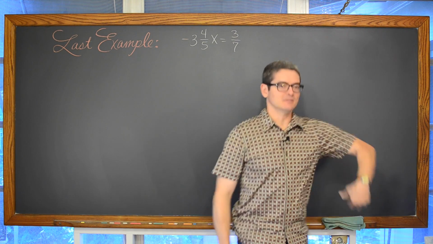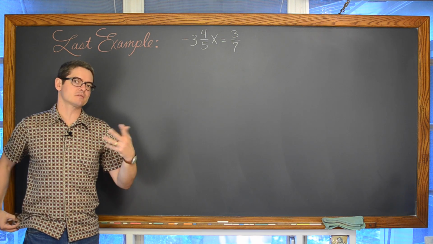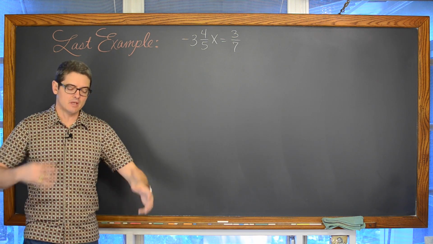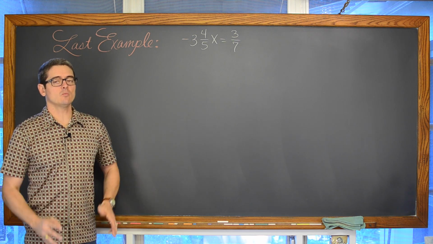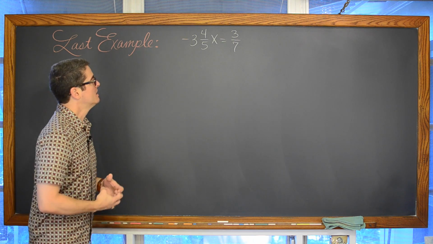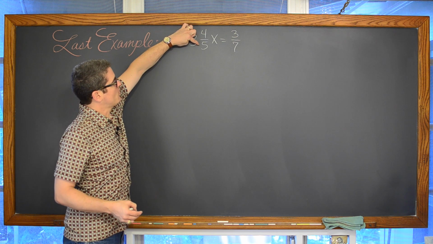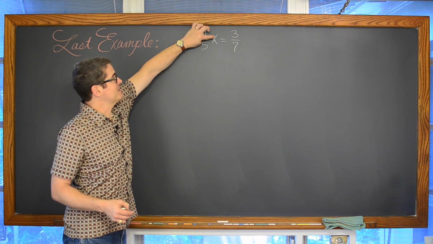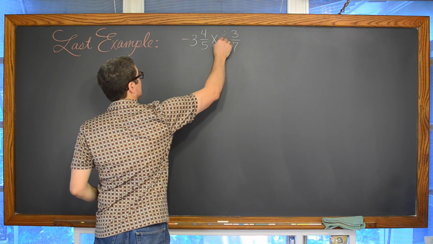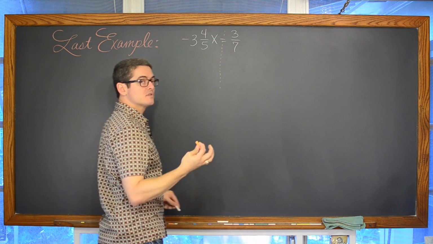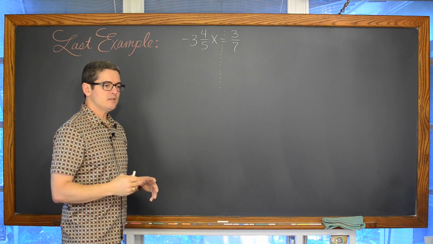Our last example, again with fractions, and I'm doing all these fractions not only because they're a weak point in a lot of student skills, but there really isn't that much to solving one-step equations unless you have these more challenging problems. And so we have negative 3 and 4/5 x. What is the value of x that makes the left side of the equation equal to the right, which is 3/7?